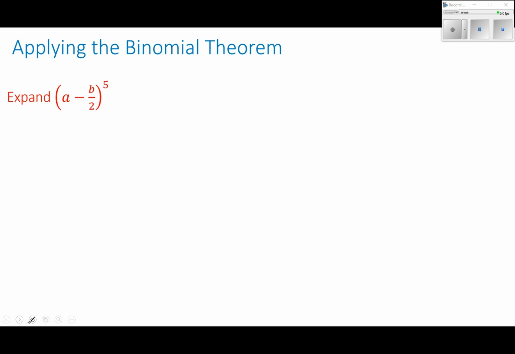Let's take a look at one more. Now let's mix it up. Let's use A's and B's instead of X and Y. And in this one, our Y is actually negative b over 2. All right, so if we were to expand this out, we know our first term is going to be a to the 5th, and all the way down at the end, it's going to be b over 2 raised to the 5th.